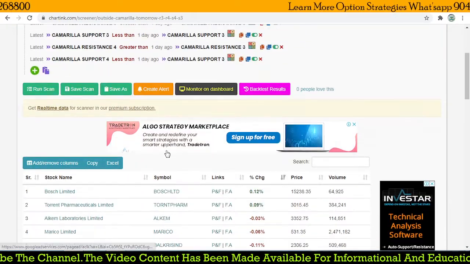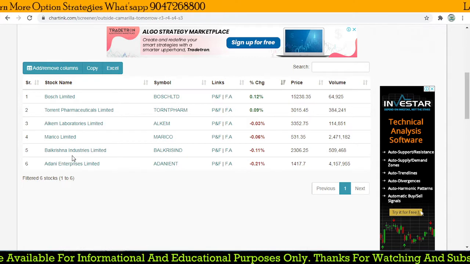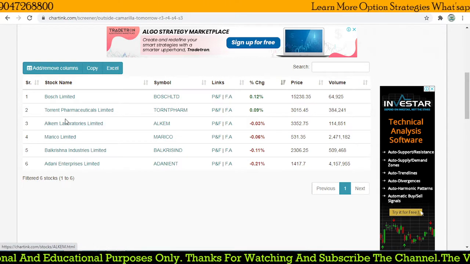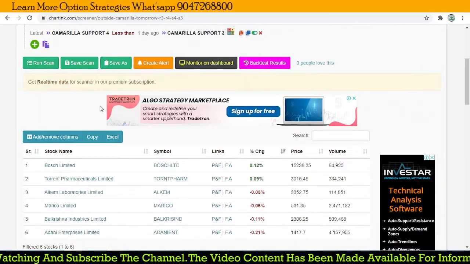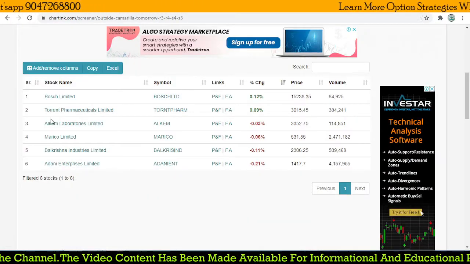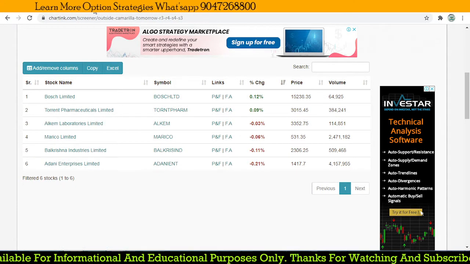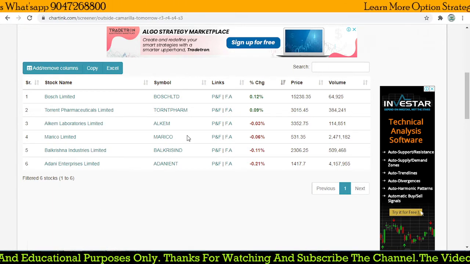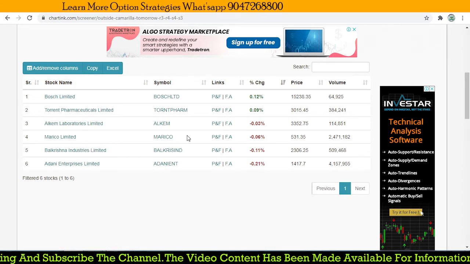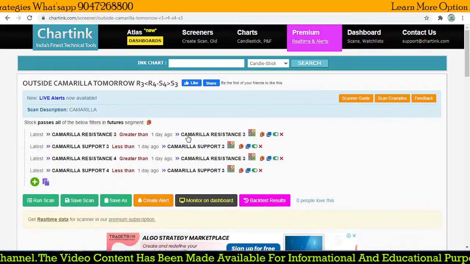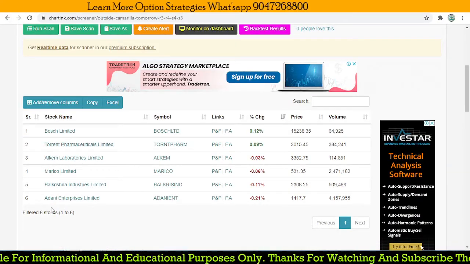We have some stocks around Adani Enterprise, Balkrishna Industries, Marico, Alchem, Torrent Pharma and Bose. These are the stocks for which we are going to focus on a range bound trade. In a range bound market, what kind of trade are we going to see? The bounce back from the R3 and S3 levels is very important to make a reversal kind of trade using outside value. You can focus on these stocks for a range bound trade.